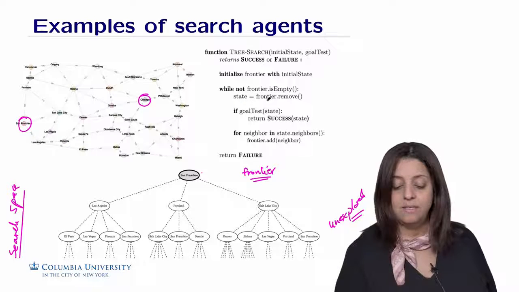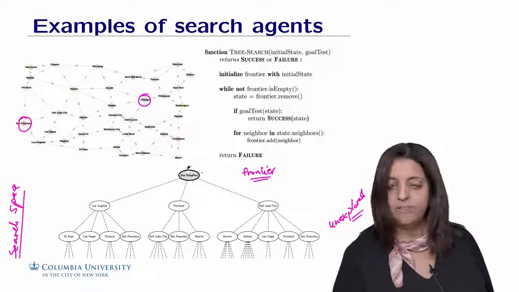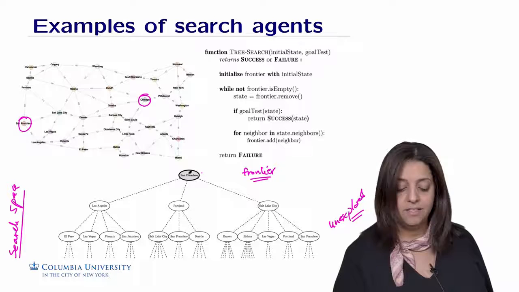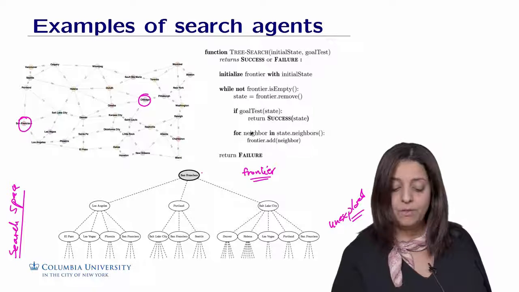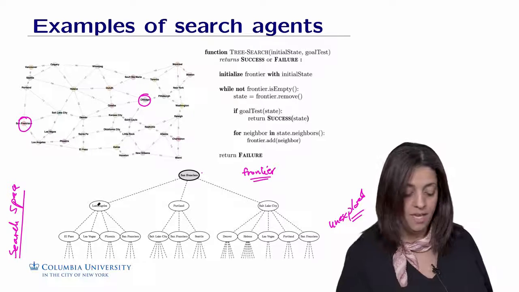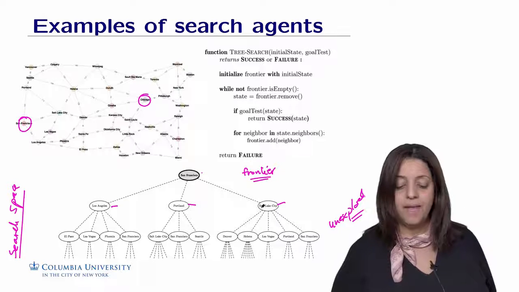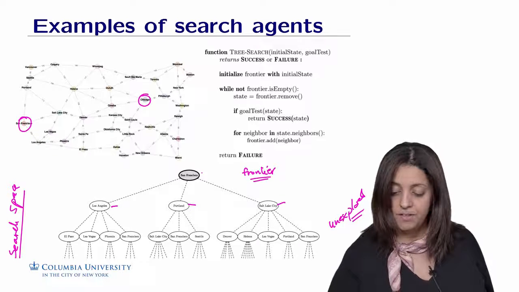The state is frontier.remove. So I'm going to pop this from the frontier, or from the waiting list, and check it with the goal test. Is it Chicago? No, it's not. Then we're not going to return success yet. We're going to check the neighbors of San Francisco, which are Los Angeles, Portland, and Salt Lake City. And we're going to add these neighbors into the fringe.